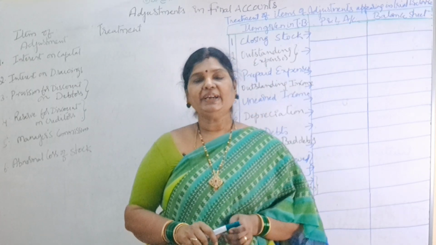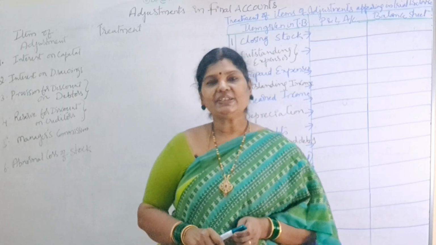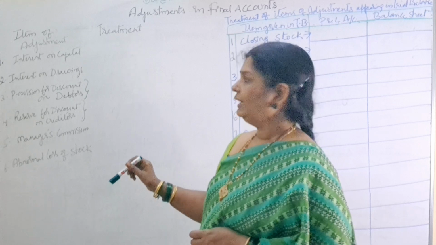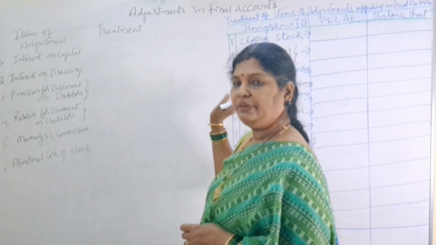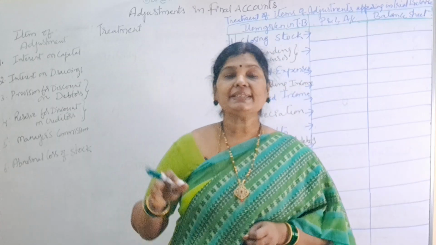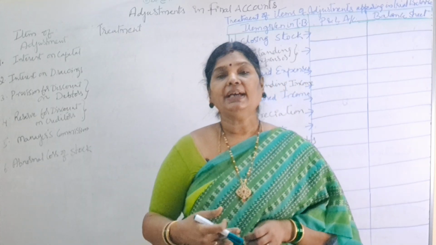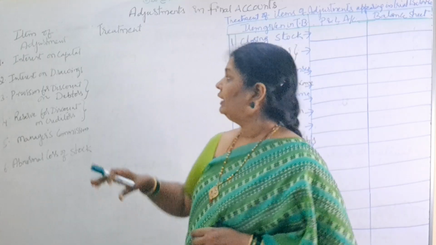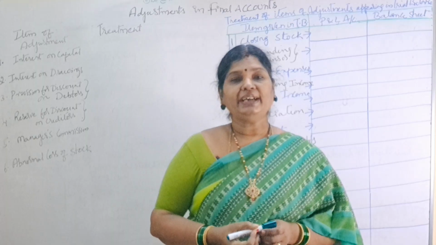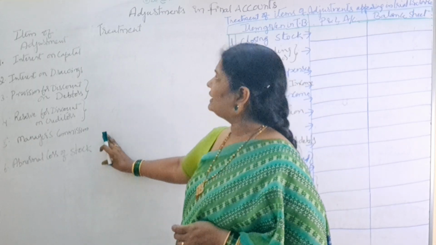In the last video, I started adjustments in final accounts and I showed 8 adjustments. In today's video, I will continue the remaining adjustments. Today we are doing two different types of adjustments. One is when adjustment is given after the trial balance, means below the trial balance; we have to take it in two places. In the last video, I showed you 8 adjustments. In the present video, I will show another 6 adjustments.